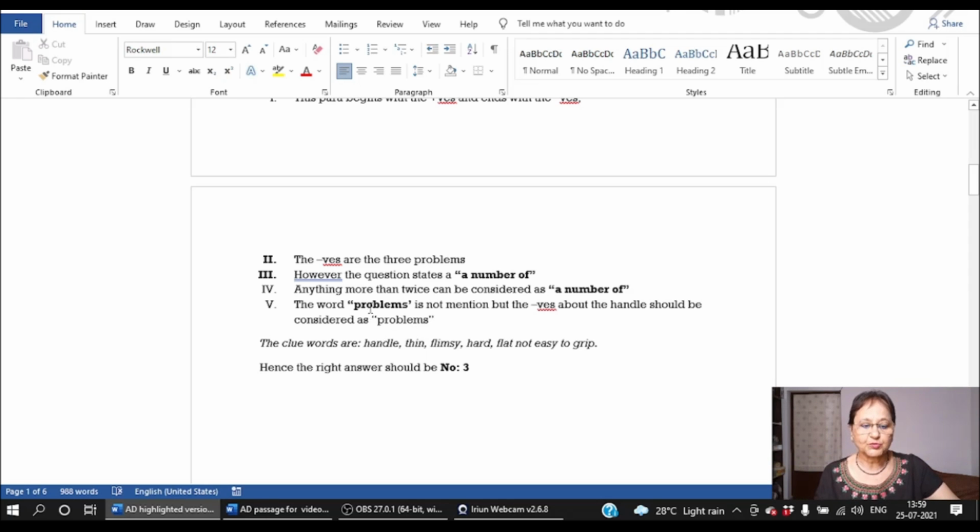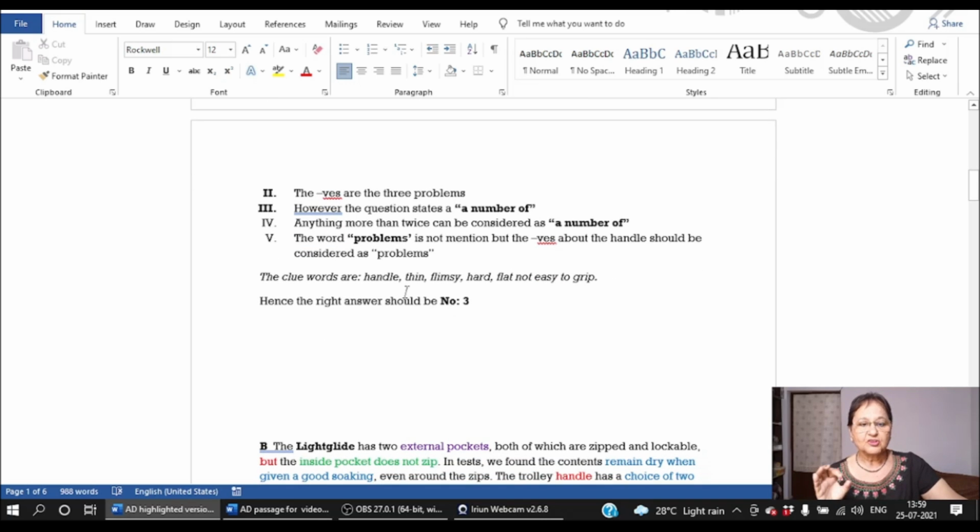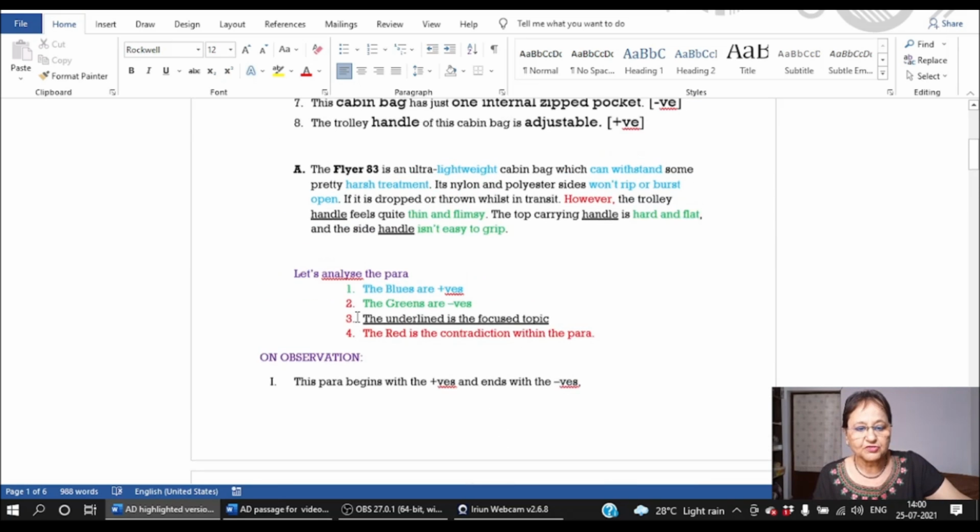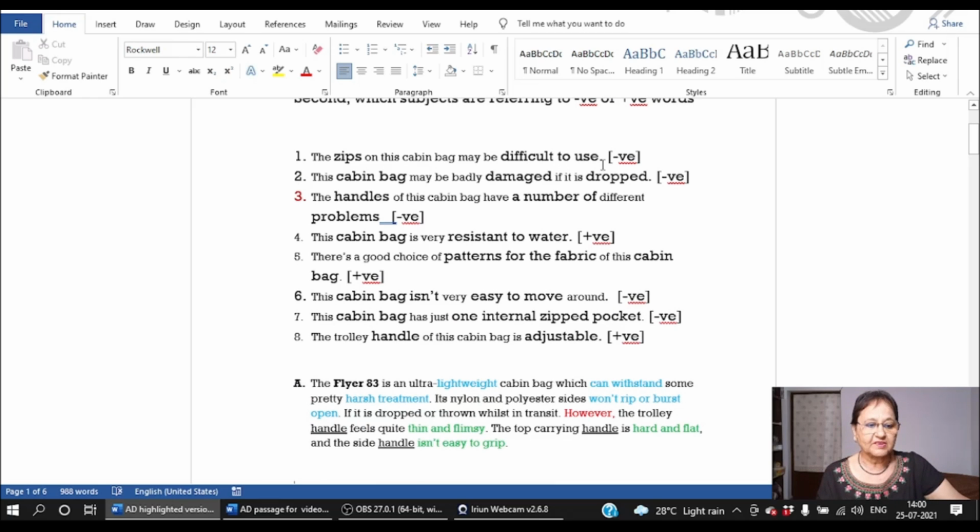So in this case, what we say, a number of is referring indirectly to more than one. So we have 3 problems. And the problems indirectly is referring to the negative points in the passage. So the clue words here are handle, which is the subject, thin, flimsy, hard, flat, not easy to grip. Hence, let's go to the list of headings and see which one we can choose for this.